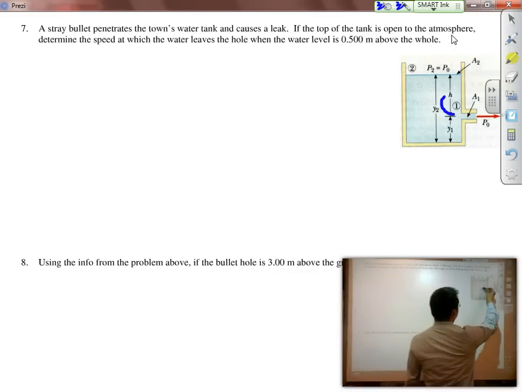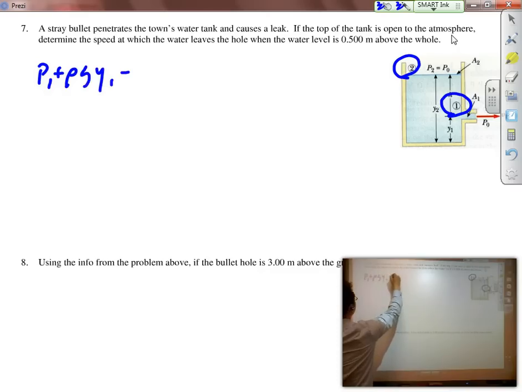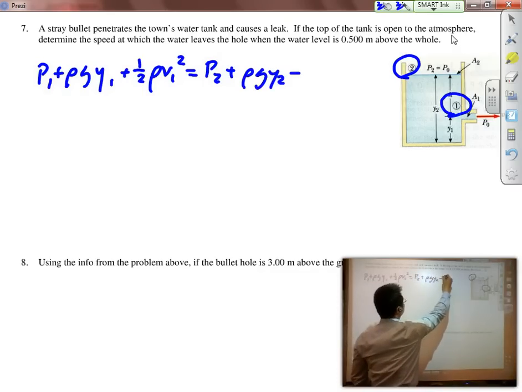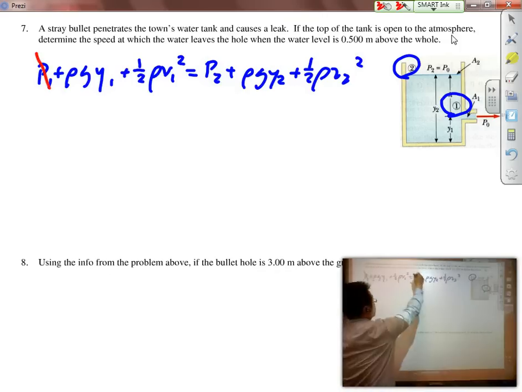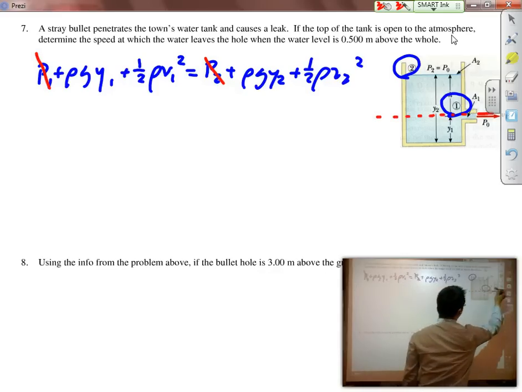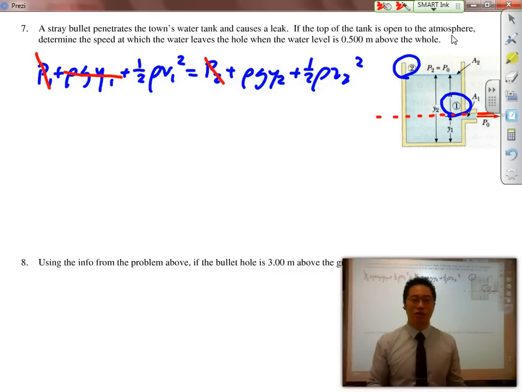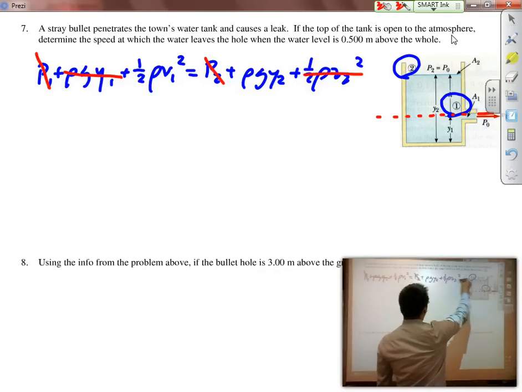So we see our two locations. They say this is location 1, this is location 2. Notice both ends are open to the air. So when I do P1 plus rho g y1 plus 1/2 rho v1 squared equals P2 plus rho g y2 plus 1/2 rho v2 squared, I can automatically cross out my pressures because I know that they're both open to the air. If I assume that this is the ground level, I know that the height at the ground level would be equal to 0. And the water isn't really moving at the top very quickly. So it's almost negligible, in fact, with the speed it's going down.